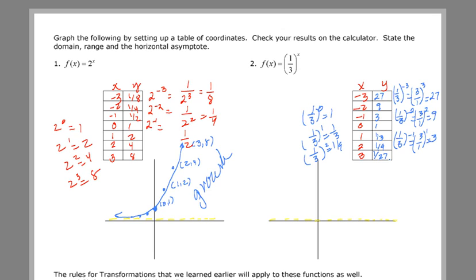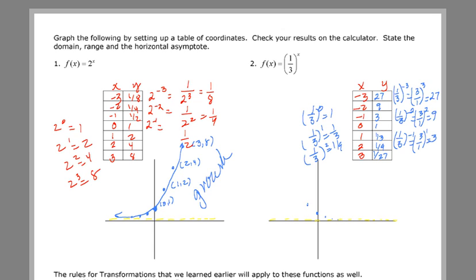Now that we have the horizontal asymptote marked, let's just go ahead and plot these points. I always start off at the 0, 1 mark. There's 0, 1. 1 is down at 1/3. 2 is at a 9th, even smaller than that. 3 is at 1 over 27, even smaller than that. Now look at the points. They're getting close to the asymptote, but they will not touch it.